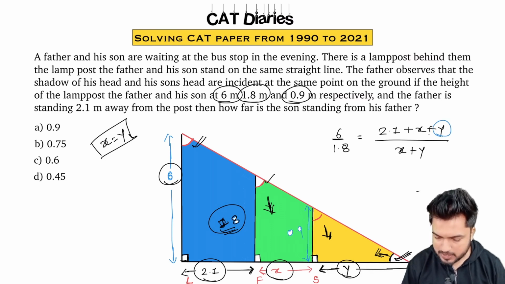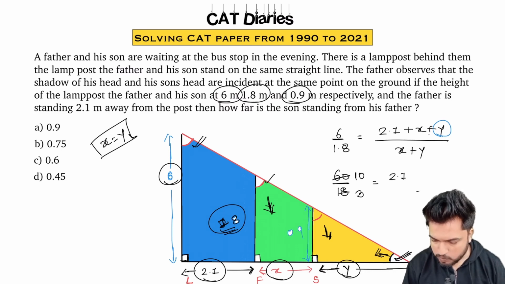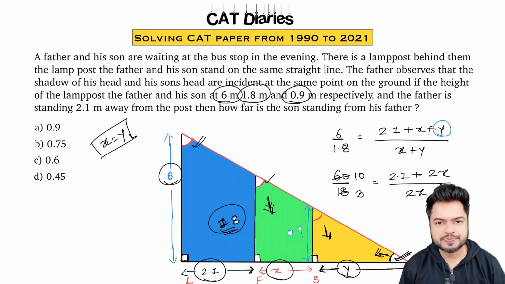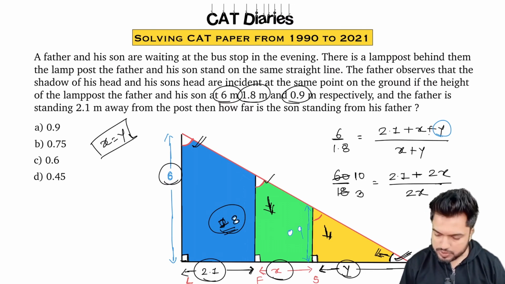So first just convert this. This is 60 upon 18. So you can write this as 6 tens are 6, 3s are 18. 10 by 3 is equal to what? 2.1 plus y, I substituted as x. So x plus x, this becomes 2x, and the entire thing is being divided by 2x. Now just solve this to reach your answer.